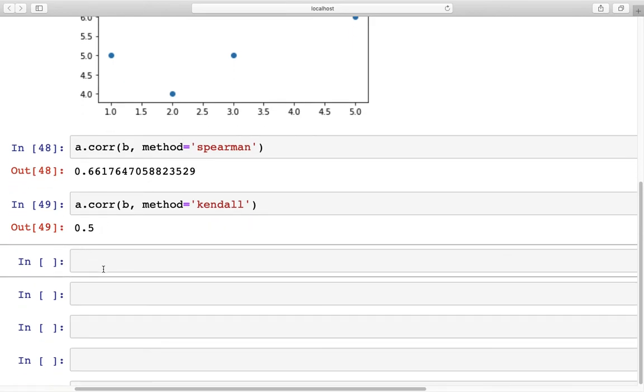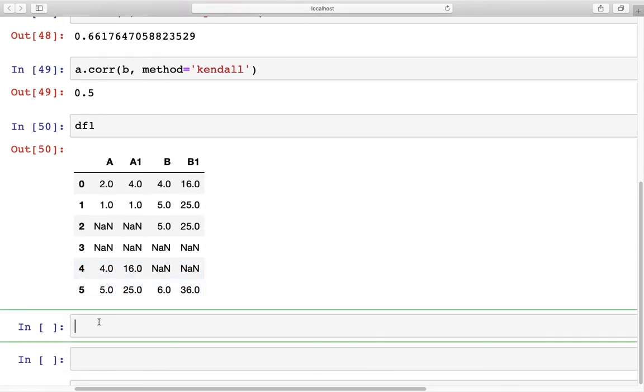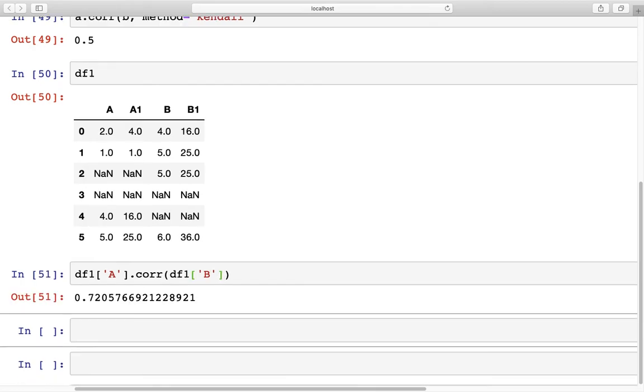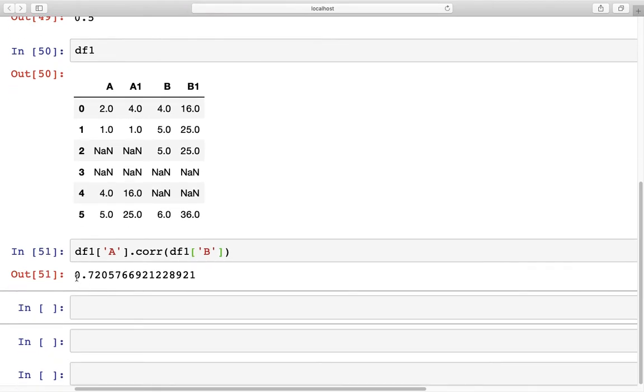Now, similar to the covariance that we calculated earlier, here also we can give minimum periods that are needed. So if we pull our data frame back, df1, let's first see how we can calculate the correlation between columns. If we have the column A, and we use .corr, and in parentheses we type df1 and, let's say, column B, and run this, we get a much higher correlation than before, of 0.72.